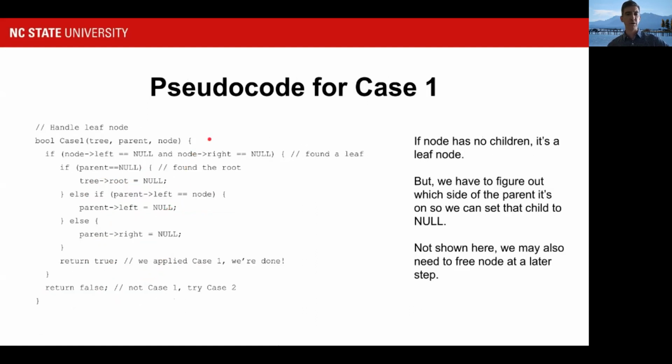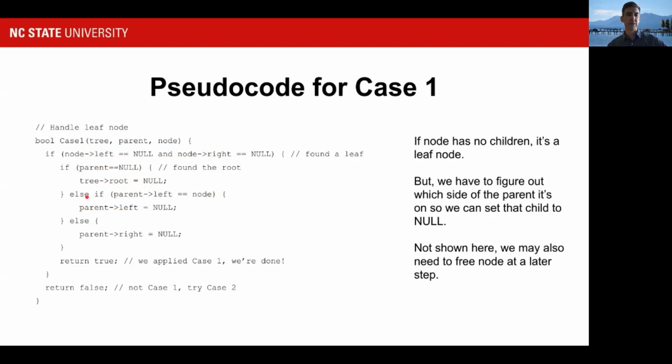Okay, so if it's case 1, then the node has no children. And I can verify this by just checking, is node left equal to null and node right equal to null? If they're both equal to null, I know it's a leaf node. Okay, if it turns out that the parent value I was tracking is also null, then that means I'm actually at the root of the tree. And so now the tree root's going to be null because I'm removing the root of the tree.